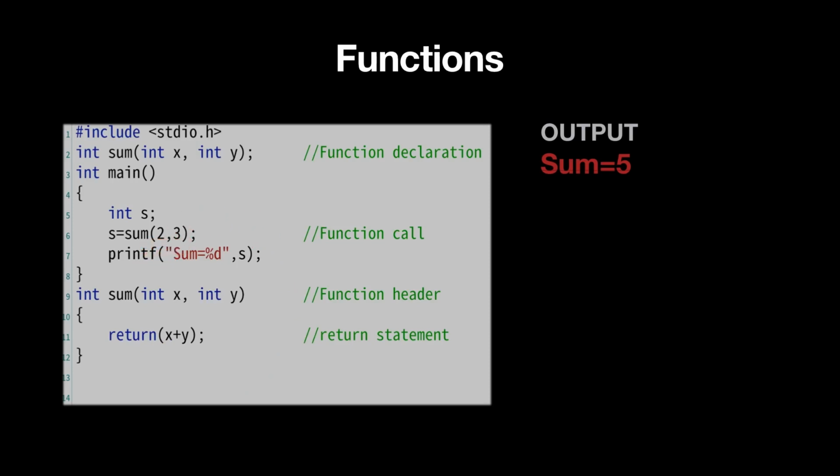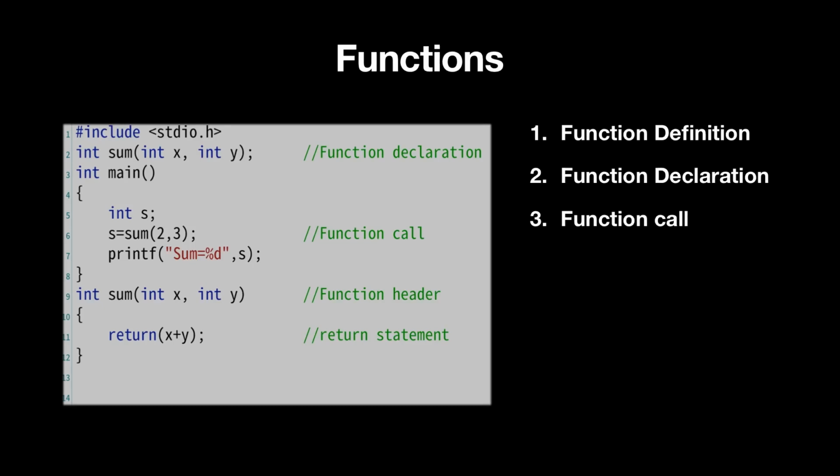The inputs 2 and 3 are formally called arguments or parameters, and the output is termed the return value. Also, 2 and 3 are called actual arguments, and x and y are known as formal arguments. We require three things to implement a function in a C program. The first one is the function definition. The function header plus the function body together forms the function definition.